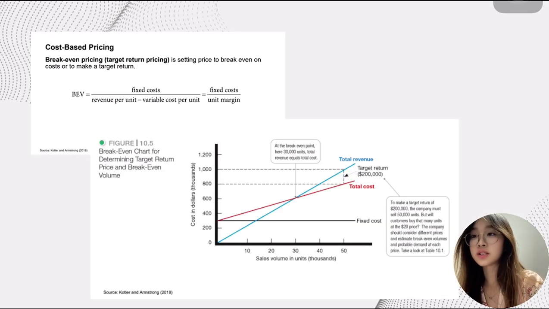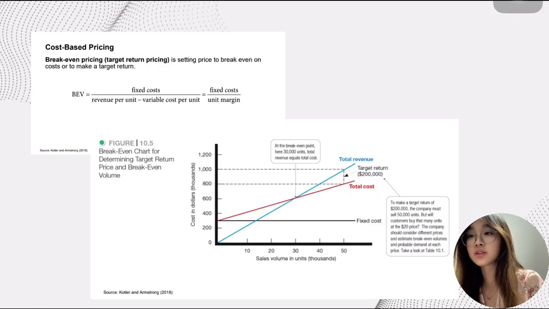Break-even pricing sets price to break even on costs or achieve a target return. The formula is fixed cost divided by revenue per unit minus variable cost per unit. Look at this chart. We see three lines. Fixed costs are constant at $200,000. Total cost rises with volume, and total revenue increases with sales, where total revenue meets total cost at 50,000 units, generating $1 million. That is the break-even point.